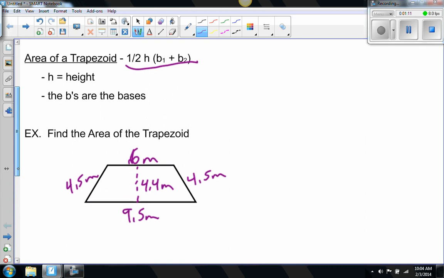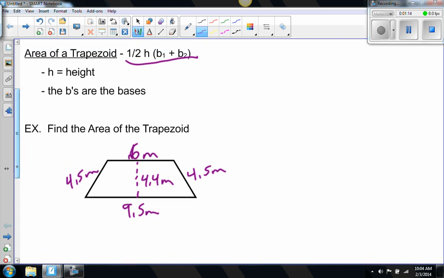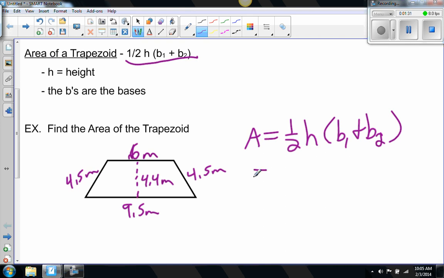So here is a trapezoid for you. If I want to find the area of this trapezoid, just like all the other formulas we've done, you need to start by writing the formula down. So area equals 1/2 height times base 1 plus base 2. And so I'm just going to fill in my numbers. 1/2 has to be there. It's part of the formula. My height has to be straight up and down, so it can't be these 4.5s on the side. It's slanted. So my height is 4.4.